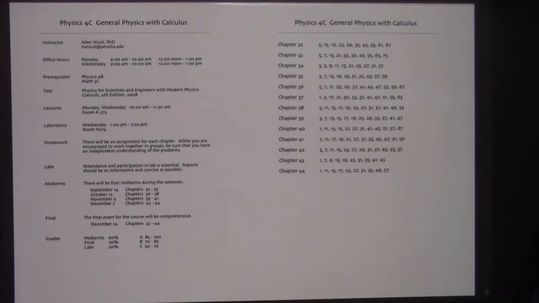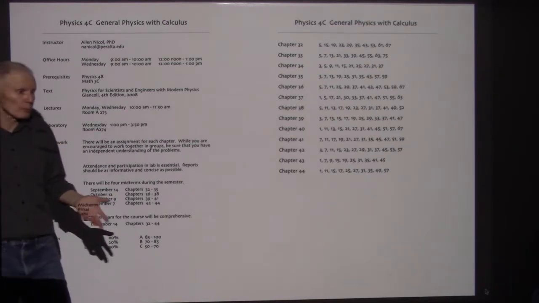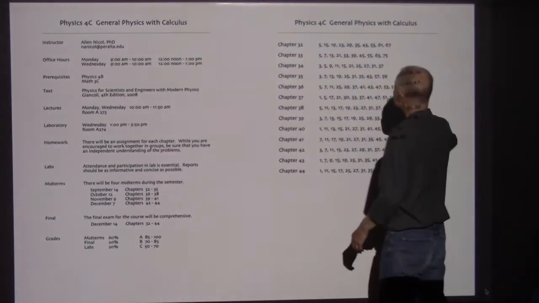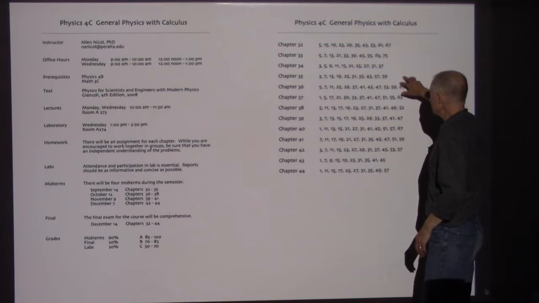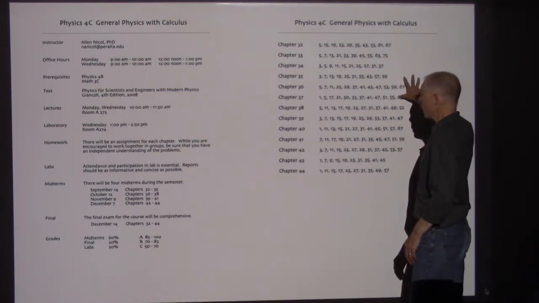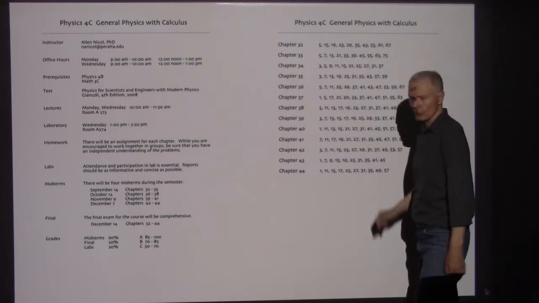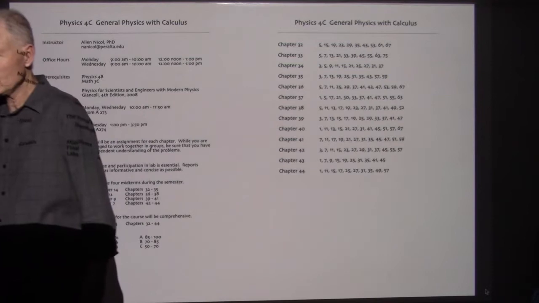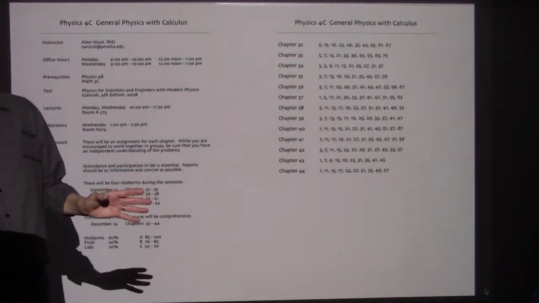All right. For homework, there's going to be an assignment for each chapter. Those of you who have taken 4A and 4B in my courses, this is going to look very familiar. So here is each of the chapters. Here are the assignments, specifically the homework assignment for those chapters. Now, the homework problems aren't the whole story, as you guys know, because you're Physics 4C students.